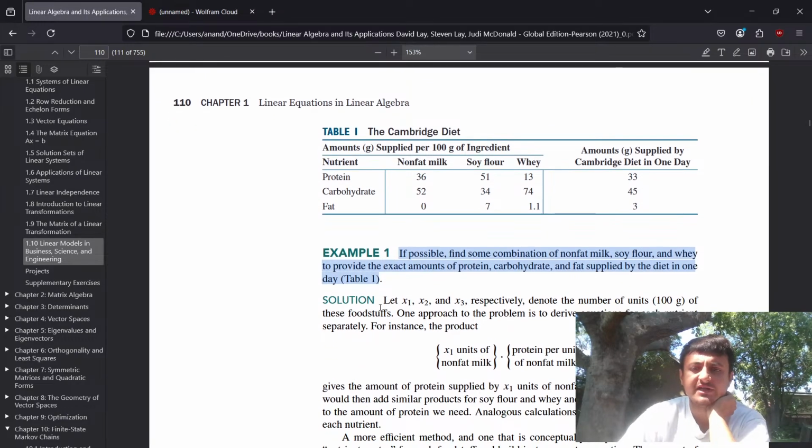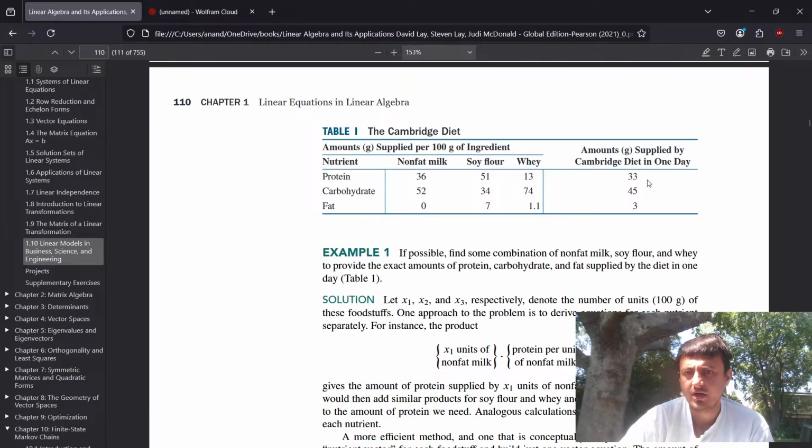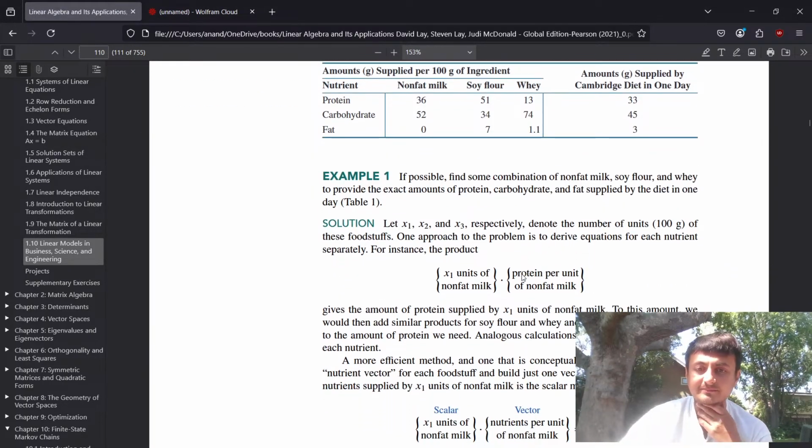If possible, find some combination of non-fat milk, soy flour, and whey to provide the exact amounts of protein, carbohydrate, and fat supplied by the diet in one day. So this is the column of the desired. You want 33 grams of protein, 45 grams of carbohydrates, and 3 grams of fat. That's pretty slim for a whole day. You're eating basically nothing, man.